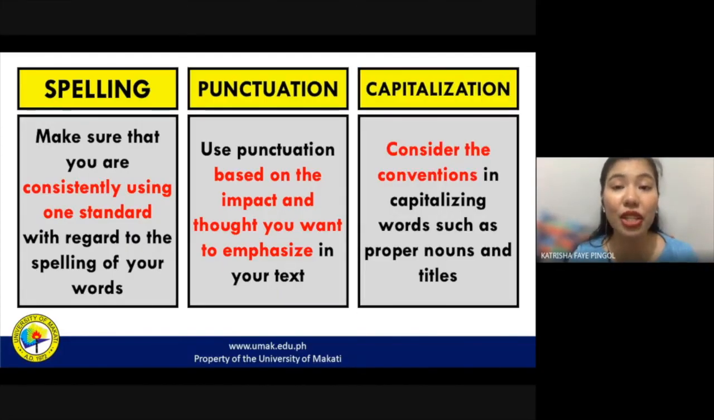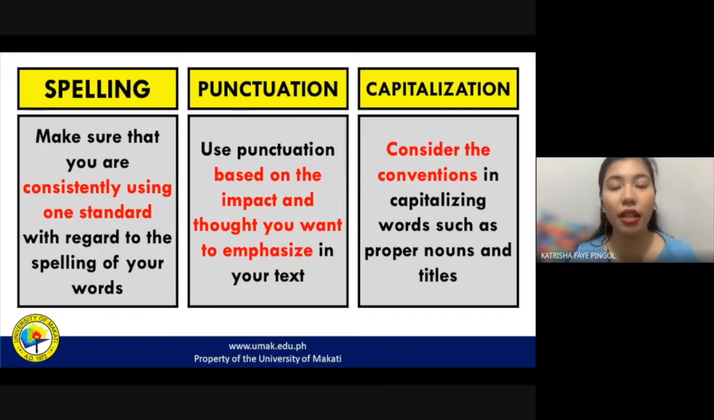Capitalization is also important. Capitalization simply refers to the use of lowercase and uppercase. There are certain rules that we need to follow in terms of using capitalization, and also certain rules for punctuation as well. As per capitalization, always consider the conventions in capitalizing words, such as proper nouns and titles. Proper nouns and titles always begin with capital letters, or uppercase letters.